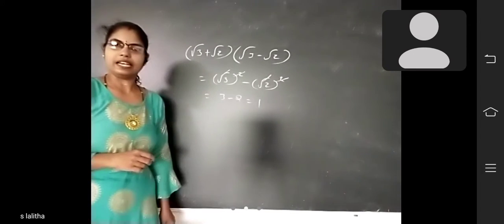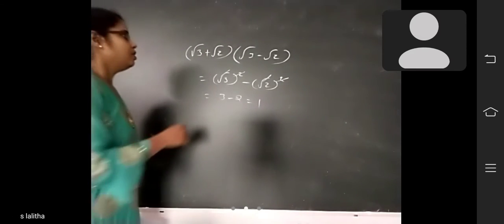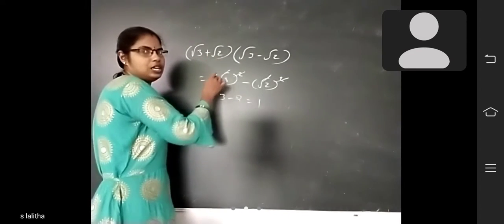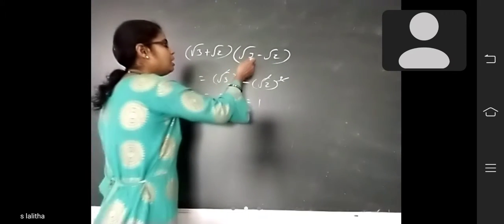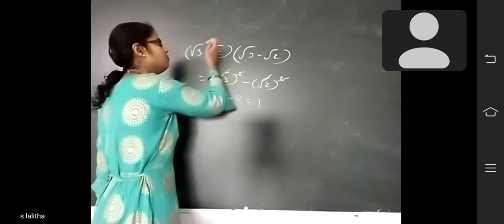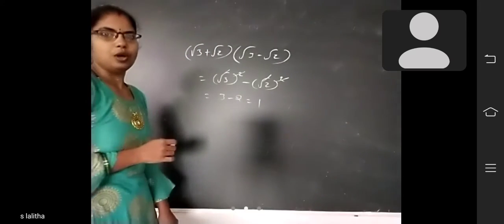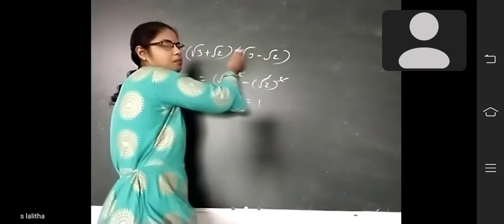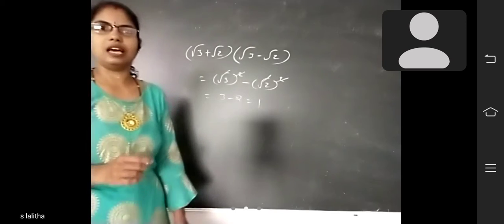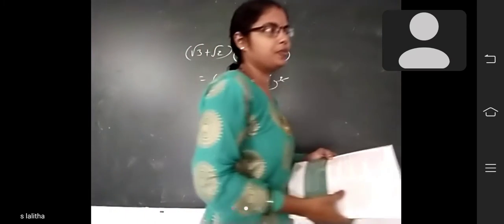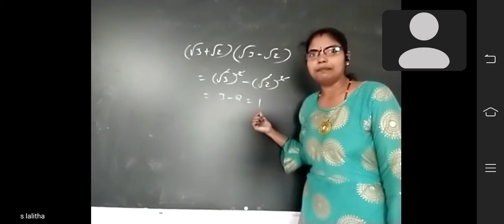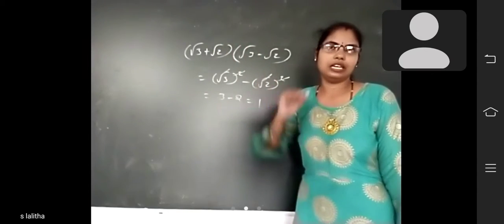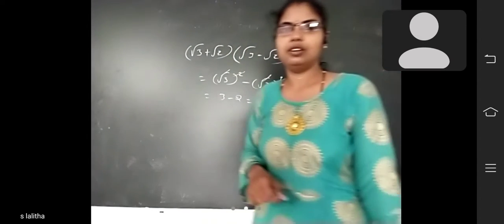What is the rationalizing factor here? Root 3 plus root 2 is a rationalizing factor of root 3 minus root 2, or root 3 minus root 2 is a rationalizing factor of root 3 plus root 2. Both are rationalizing factors of each other. If the product of two surds is a rational number, those are called rationalizing factors of each other. Did you understand now?